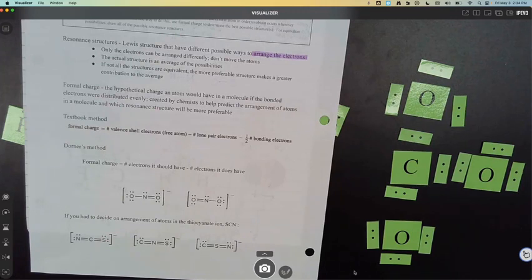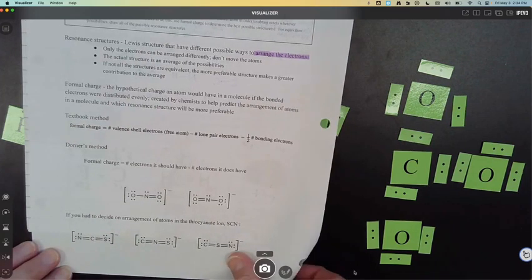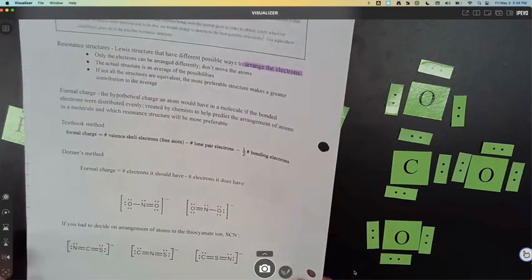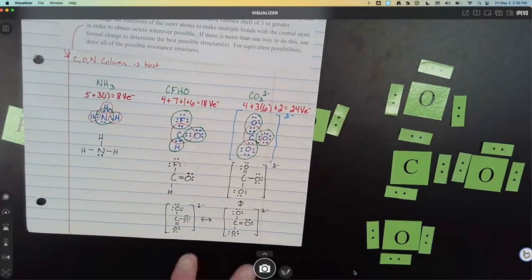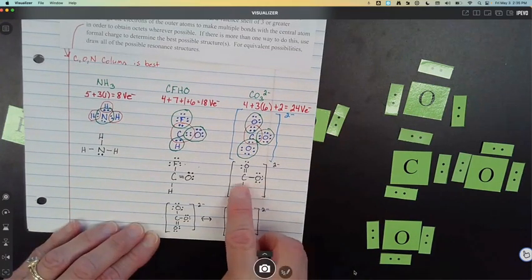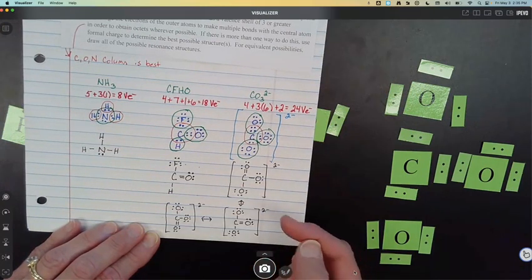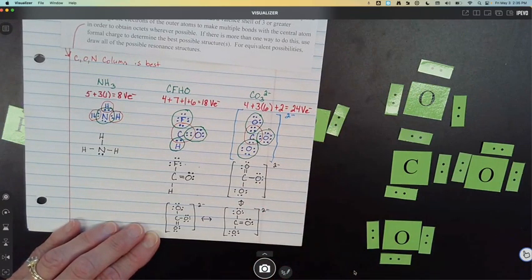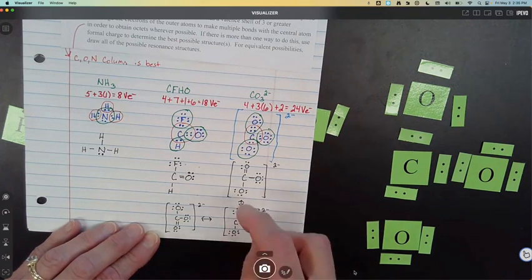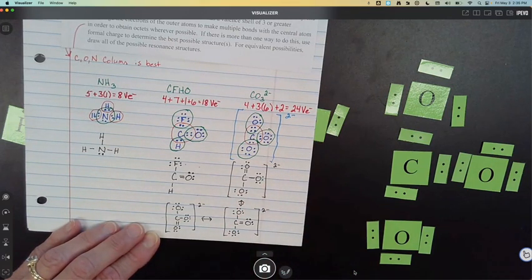In terms of how they know that it's an average of all the possibilities, it comes back actually to bond length. We have a device called an X-ray crystallography machine that can measure the length of these bonds. And if they measure the lengths of the bonds in a carbonate atom, they find out that all three of these bonds are the same length.